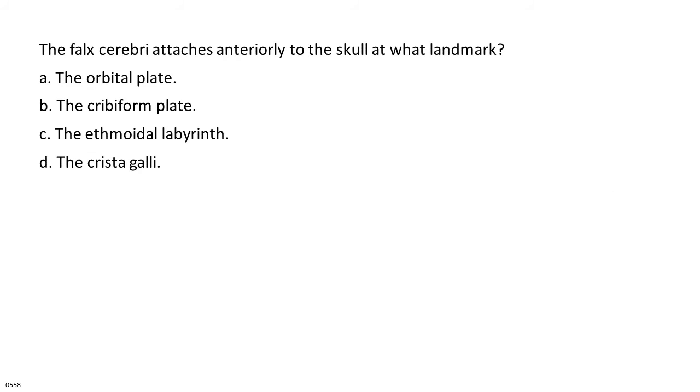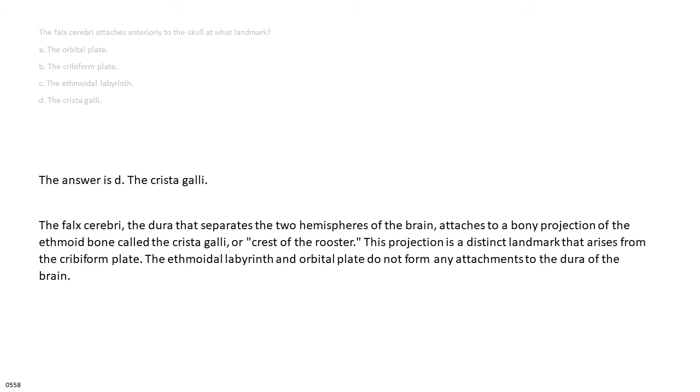The falx cerebri attaches anteriorly to the skull at what landmark? A. The orbital plate. B. The cribriform plate. C. The ethmoidal labyrinth. D. The crista galli.